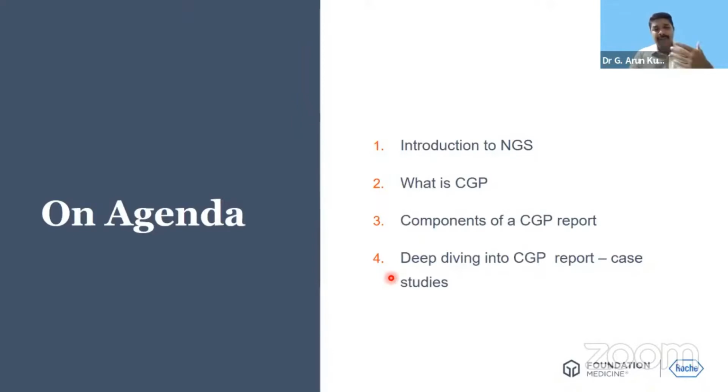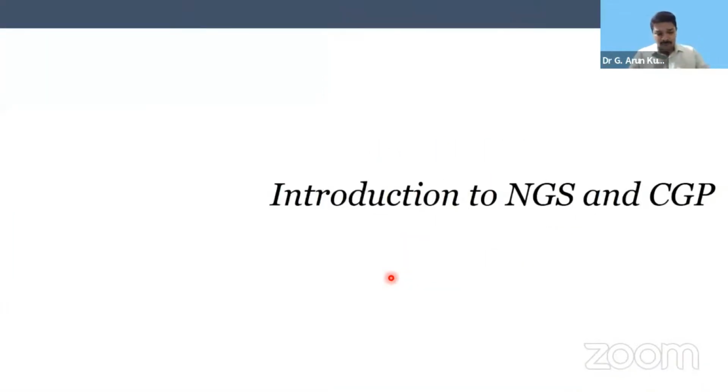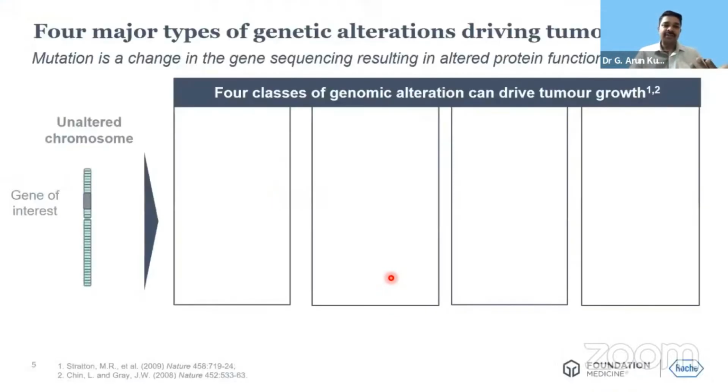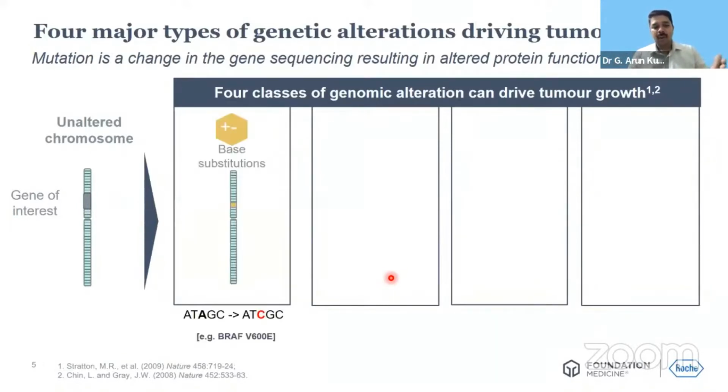So for this, it might be a bit redundant, but for the sake of covering the basics, I'll just give a very brief about what NGS and CGP is. So essentially, the genomic mutations in a cancer can be classified into four major types. One is the common base substitutions, where a single point mutation happens. Say, for example, in this sequence, ATAGC, it becomes ATCGC. The A has become a C, which leads to change in the protein's amino acid codon.